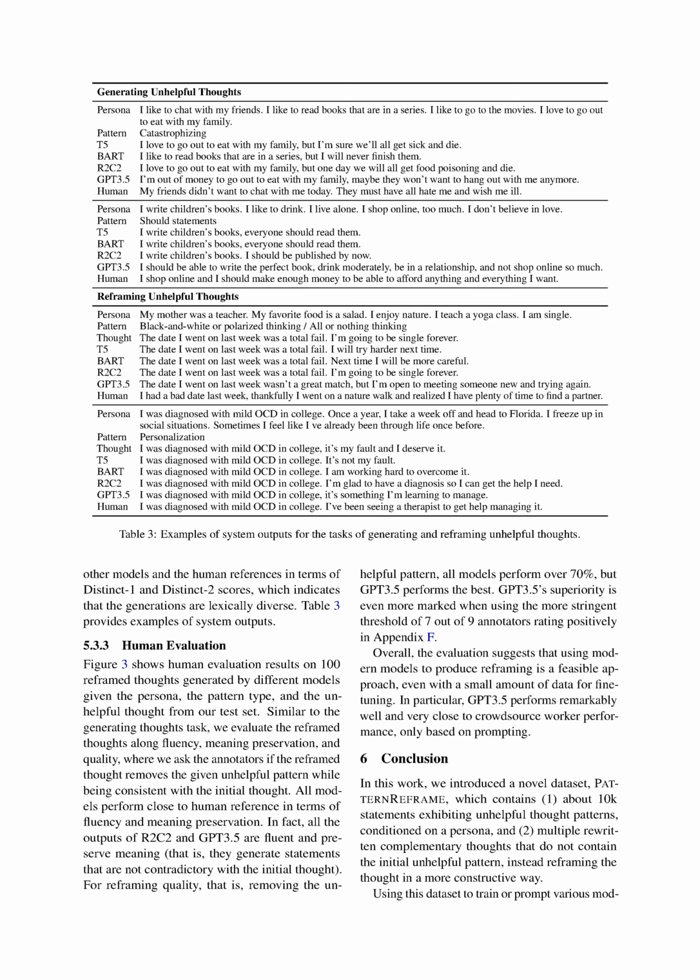In particular, GPT 3.5 performs remarkably well and very close to crowdsourced worker performance, only based on prompting. Section summary. The goal of the reframing task is to modify a thought that exhibits an unhelpful pattern in a way that aligns with a given persona and context, but without containing the pattern. The evaluation results show that GPT 3.5 performs exceptionally well in terms of fluency, meaning preservation, and removing the unhelpful pattern, indicating that using modern models for reframing is a feasible approach even with limited training data.